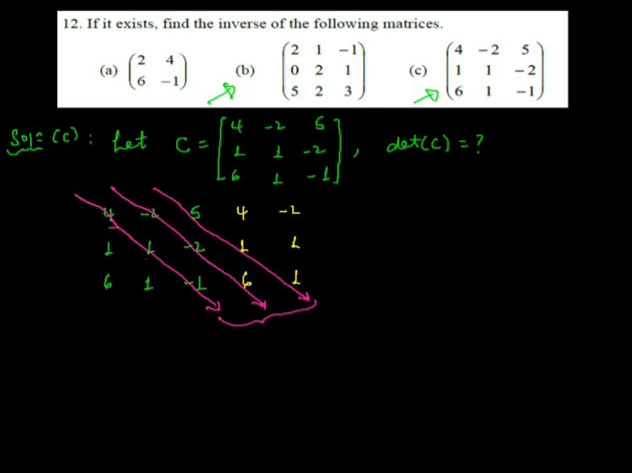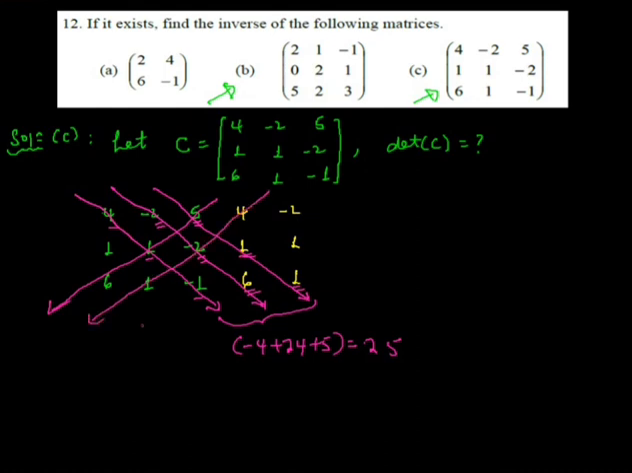So 4 times 1 times minus 1 is minus 4, plus minus 2 times minus 2 is 4, 4 times 6 is 24, plus 5 times 1 times 1 is 5. What does this become? This is 29 minus 4 is 25. This becomes 25. Okay, again, what do we do? We connect these diagonals. Okay, connect these diagonals.